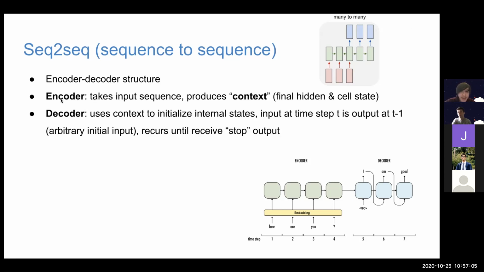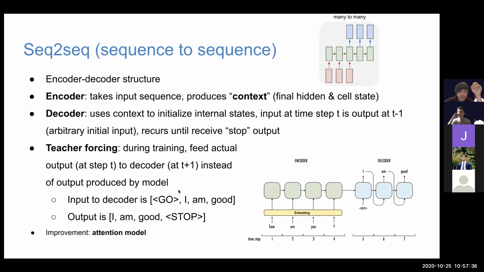Like I said, the encoder is just for producing the context, which is the final cell state and hidden state. The decoder takes that as its initial internal states, and then it recursively takes its output at time step i and passes it in as input to time step i plus 1, until the output is a stop token. So this is an example in natural language processing.